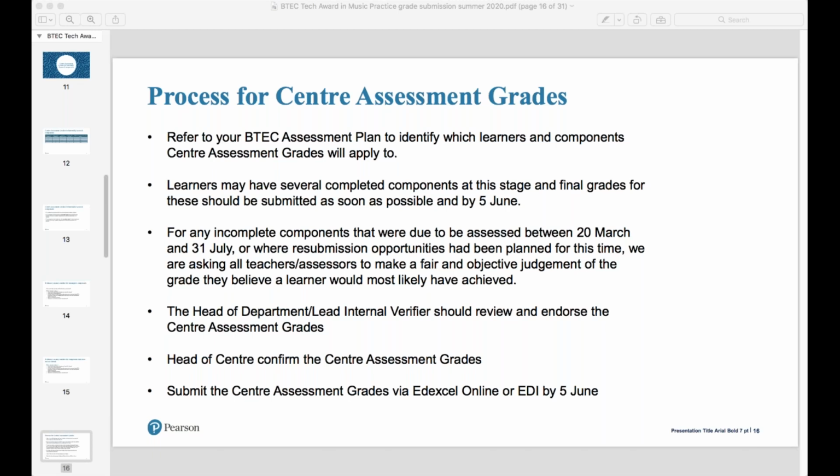People are asking a little bit about historical data. So where the course is established, obviously that can include historical data for the course. If it's a new course within the centre, and obviously this is the first year of assessment and completed learners for the Tech Award in Music Practice, that may not be possible, and we will be looking at other data that we hold around centre level and overall qualification level that we can apply to that.